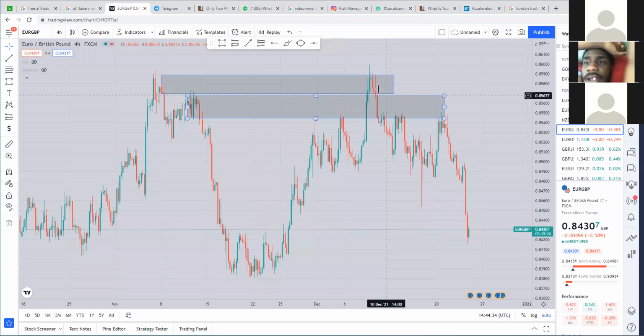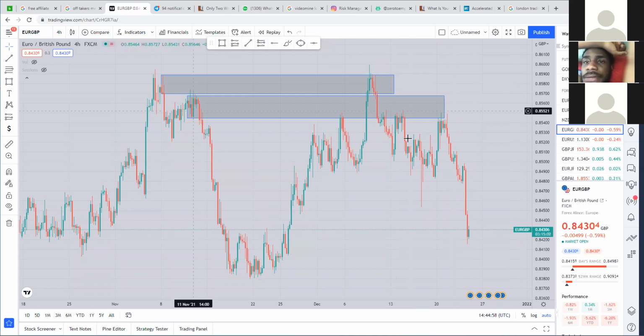Now it has made this place another zone. You understand? This zone has been tested one time, now it has been tested twice and has been broken out of, but it still went down. Now this place will become your zone again, that you're waiting for market to come to again in the future. And anytime the market gets there in the future, you know that market might move in your direction.